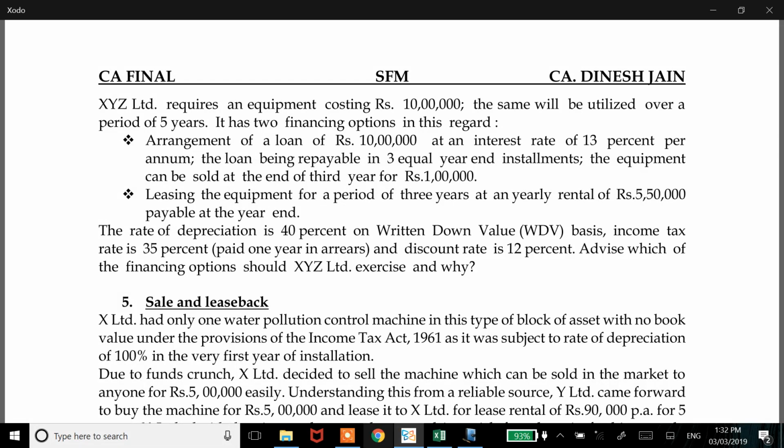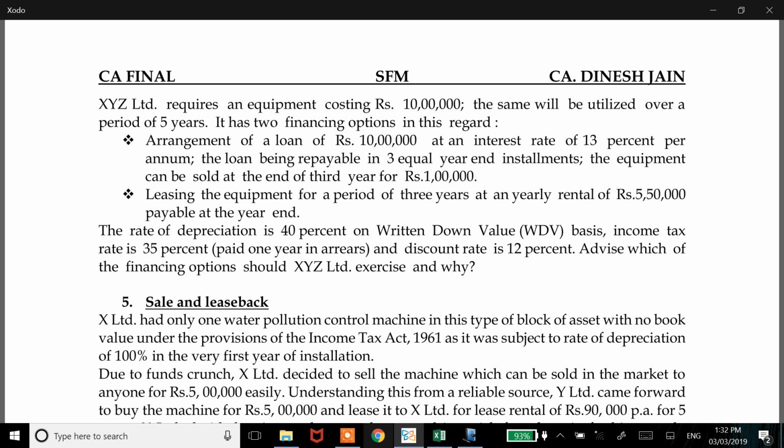Question 4. XYZ Limited requires an equipment costing 10 lakhs. The same will be utilized over a period of 5 years. It has two financing options in this regard. Arrangement of a loan of 10 lakhs at an interest rate of 13% per annum. Loan being repayable in 3 equal year-end installments. Equipment will be sold at end of third year for 1 lakh.